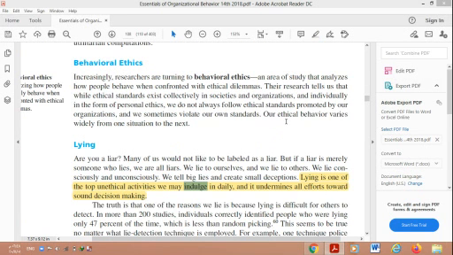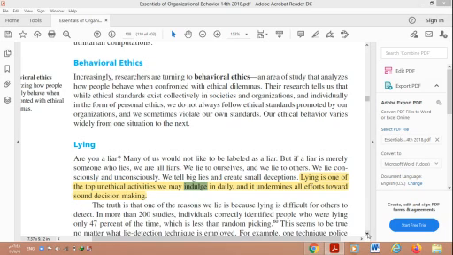Behavioral ethics is an area of study that analyzes how people behave when confronted with ethical dilemmas. Some researchers tell us that while ethical standards exist collectively in societies and organizations, and individually in the form of personal ethics, we don't always follow the ethical standards promoted by our organizations, and we sometimes violate our own standards. So our ethical behavior varies widely from one situation to another.